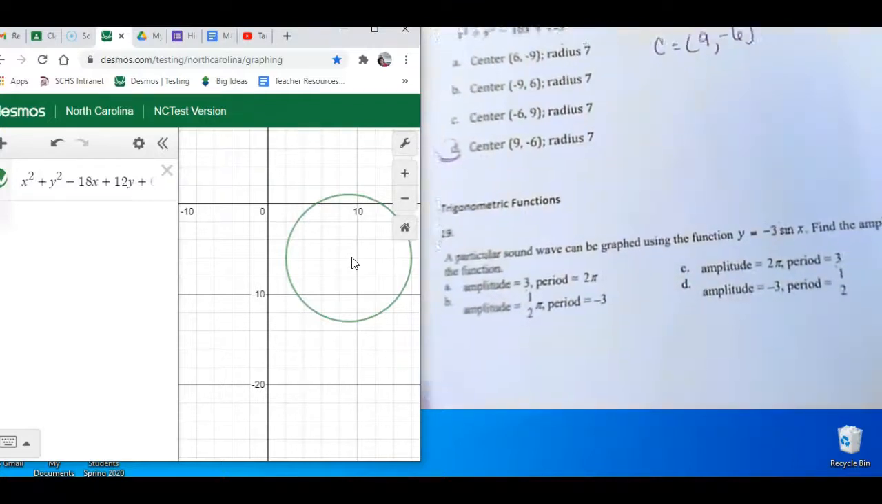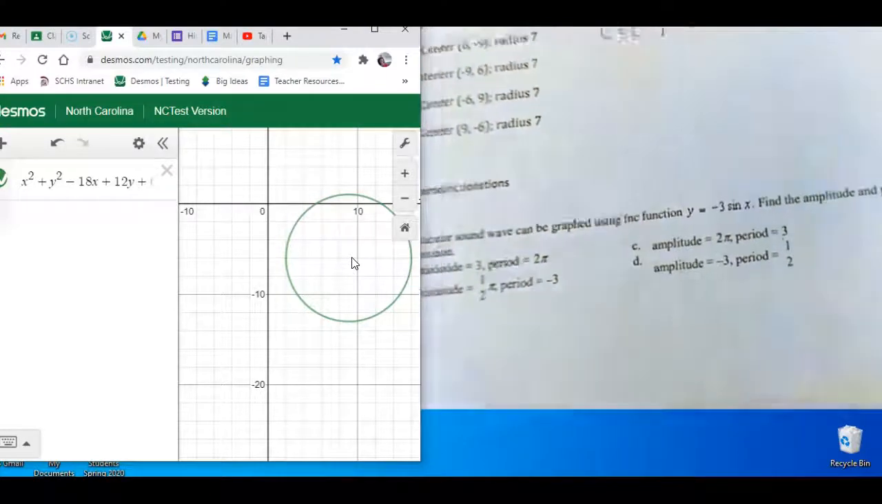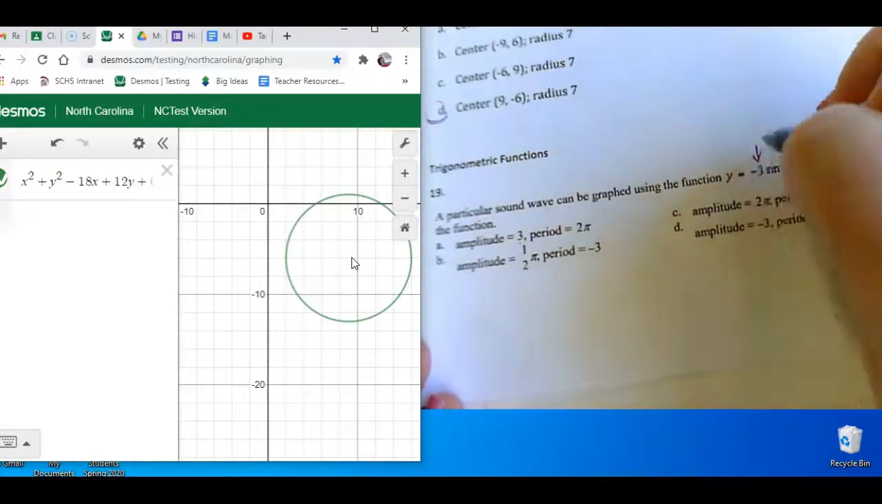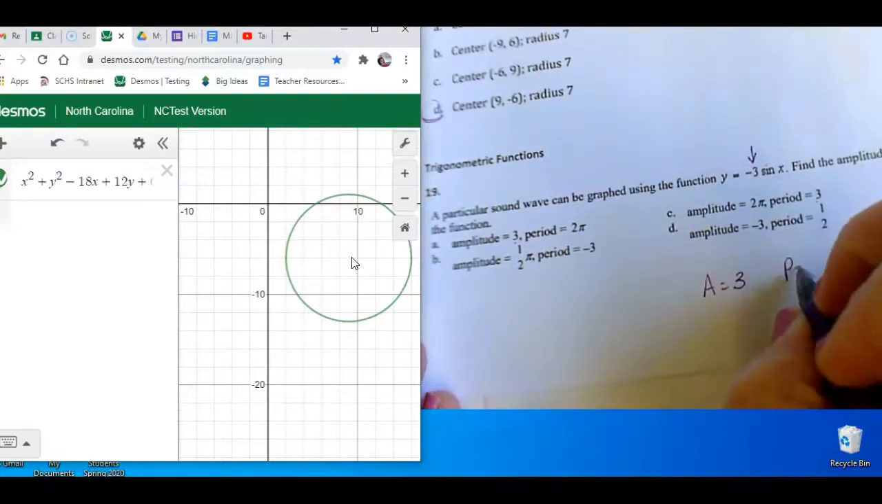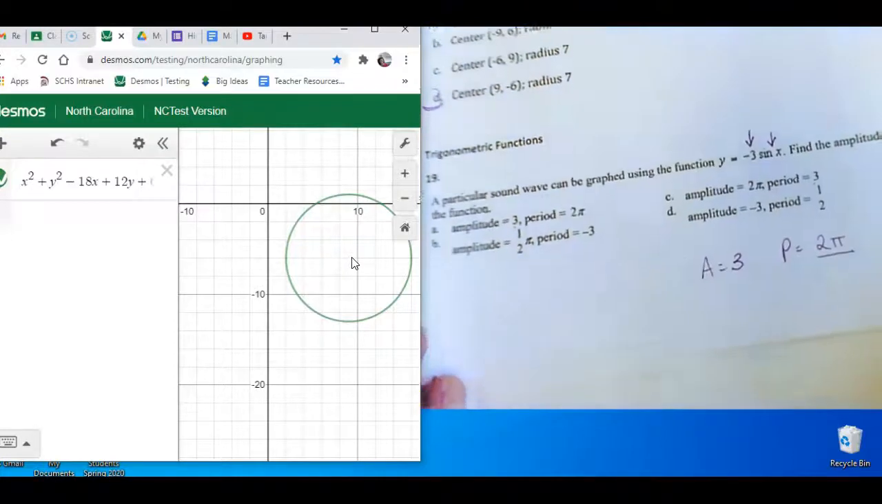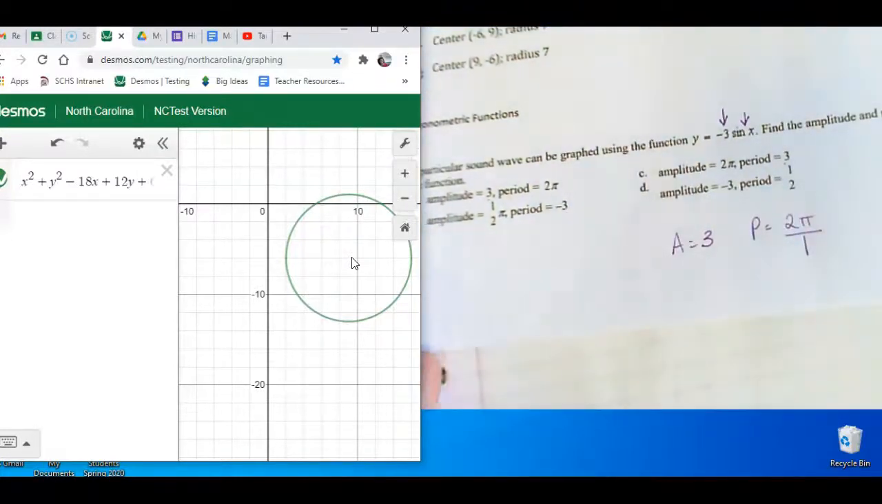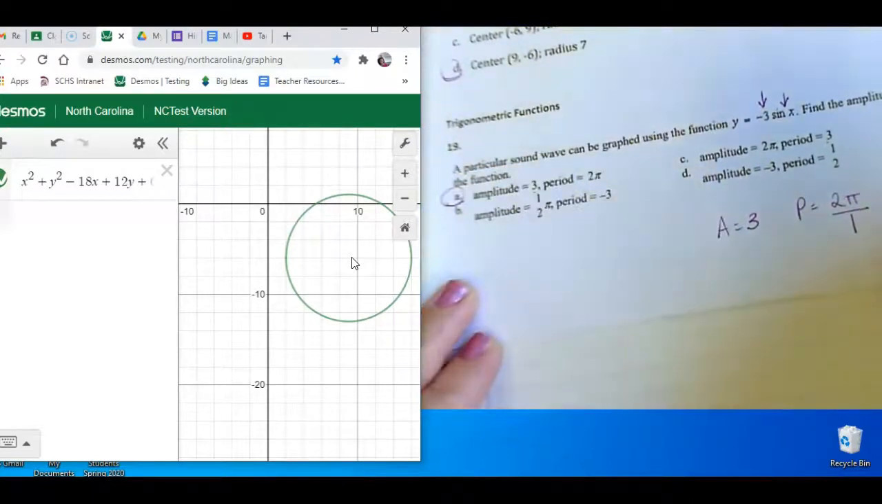Number 19, we have an equation onto some trig, and it wants us to find that period and the amplitude. Amplitude is always the number at the front without the negative, so amplitude is 3. The period is always 2 pi divided by whatever is the coefficient of x, which in this case is 1. So amplitude is 3 and period is 2 pi.